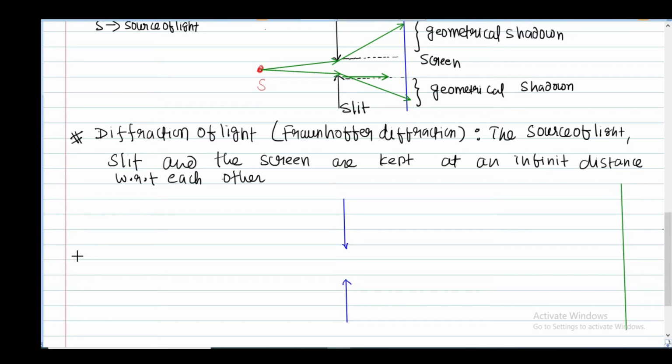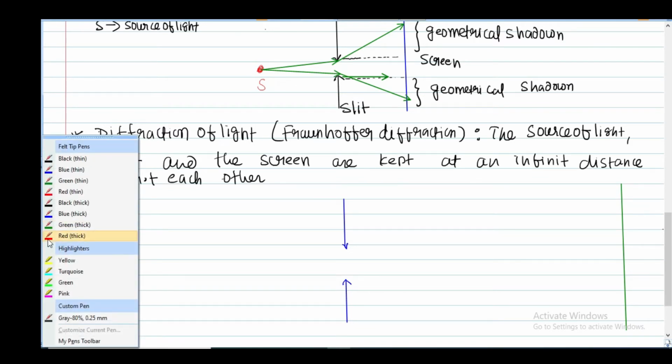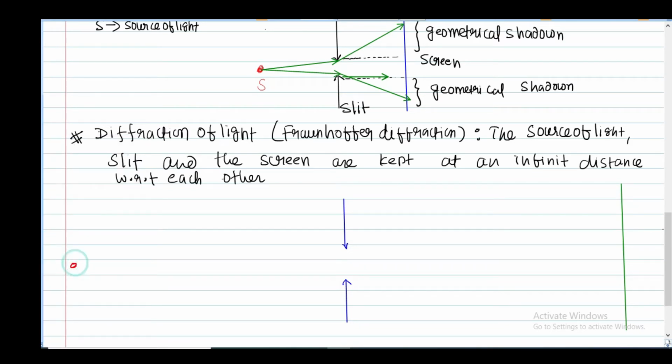And here your source of light is there. The source of light is also kept at a very far distance. So here is, suppose, the source of light. If the source of light is placed at infinite distance, then all the light rays which are coming from this source of light are parallel to each other.